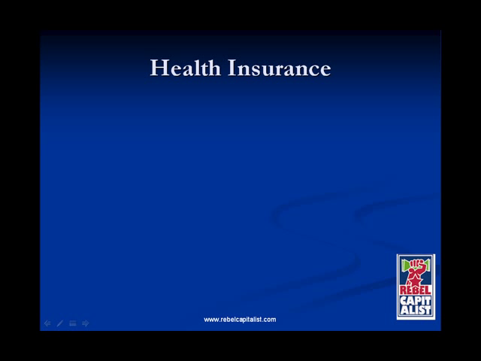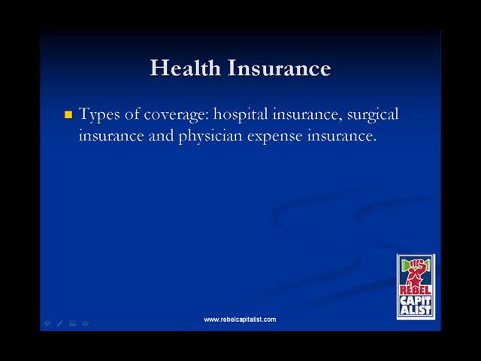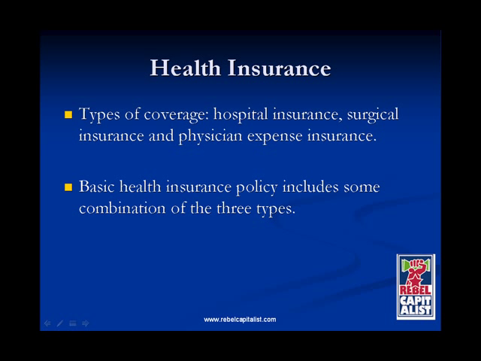Okay, let's turn to health insurance. There are three types of coverage in a health insurance policy. There's hospital insurance, surgical insurance, and physician expense insurance. The basic health insurance policy includes some combination of these three types of coverage. And you could add policy options, such as a prescription option or a dental option, but these can add to the cost of a policy.